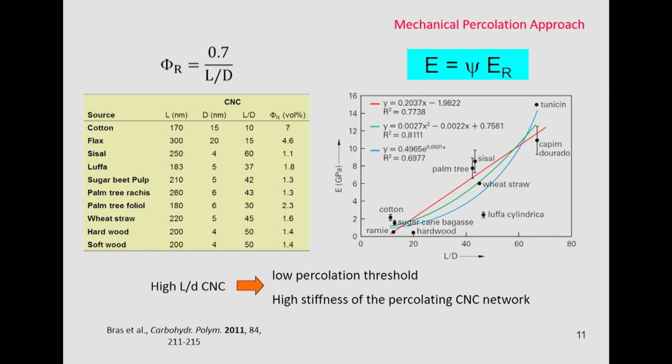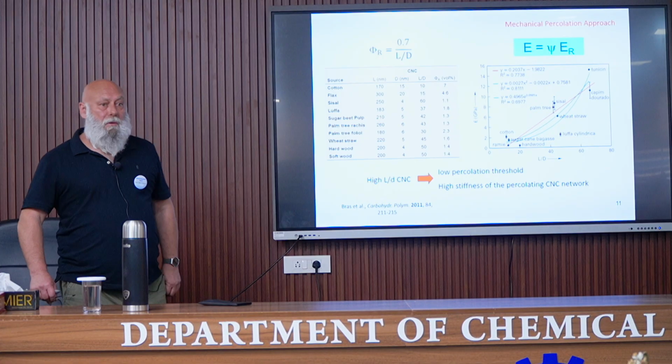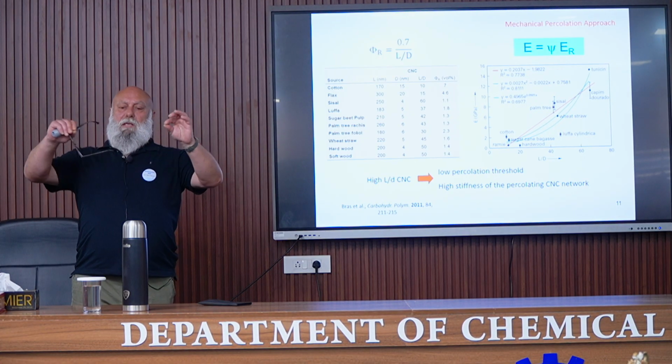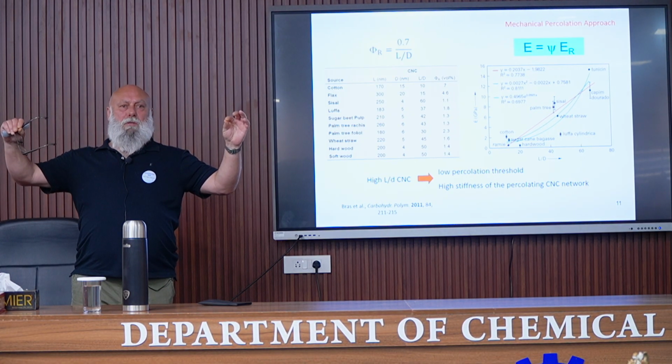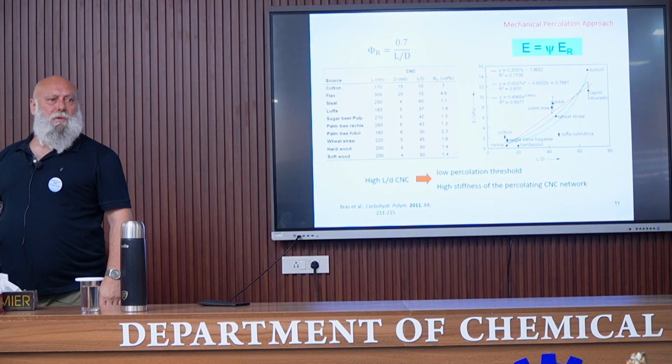So this percolation approach, remember, it is given by this equation. It depends on psi, and psi is linked to the percolation threshold. The percolation threshold depends on the aspect ratio of the nanorods. When increasing the length of the nanorods, it's easier for these particles to form a continuous network.